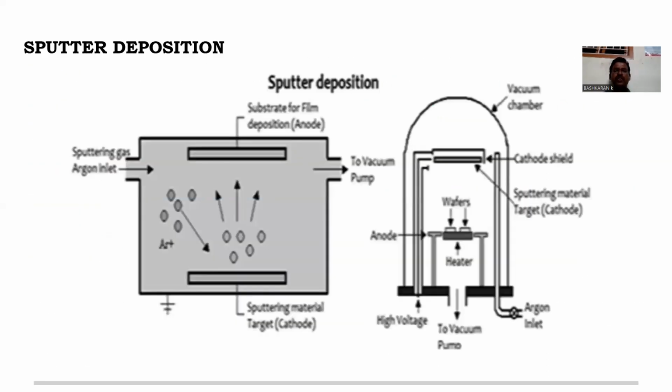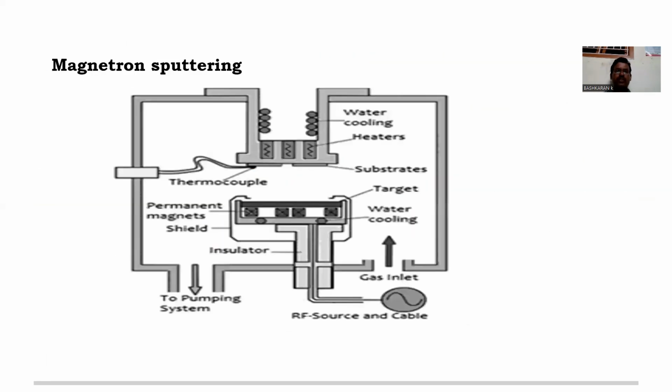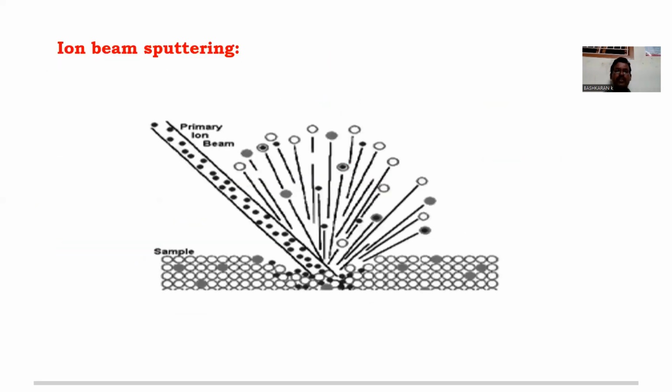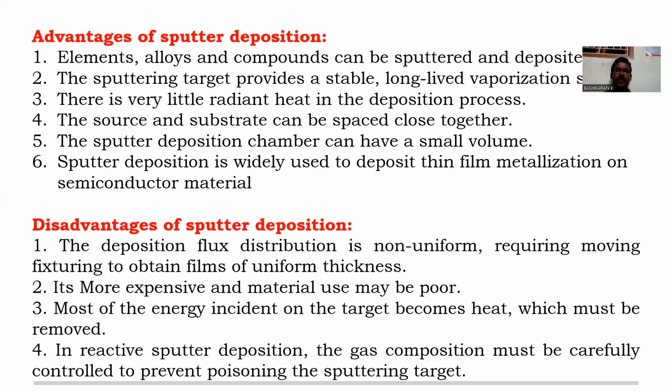This is the sputter deposition. Sputter deposition is used for making a thin layer on a substrate. We are using different types of deposition. The first one is sputter deposition, the next one is magnetron deposition, and the next one is ion beam deposition.